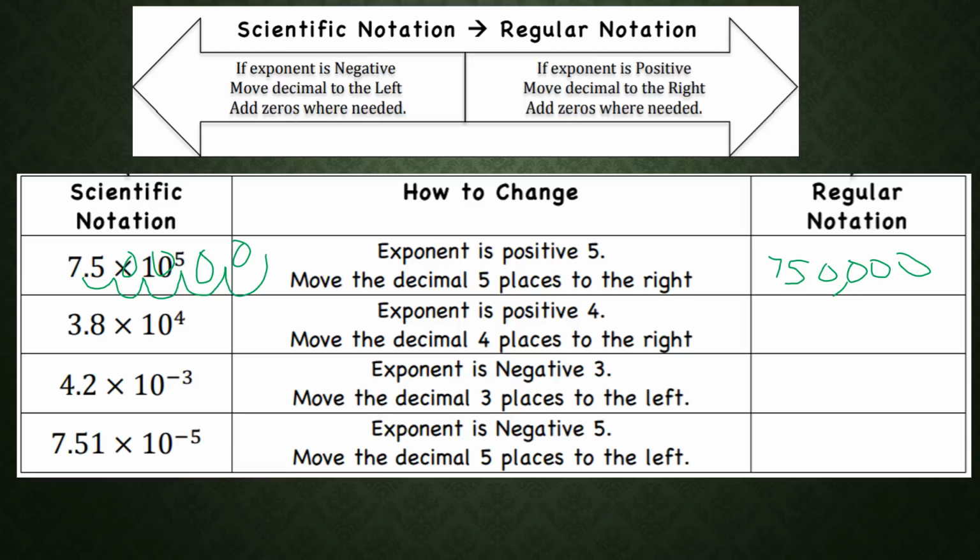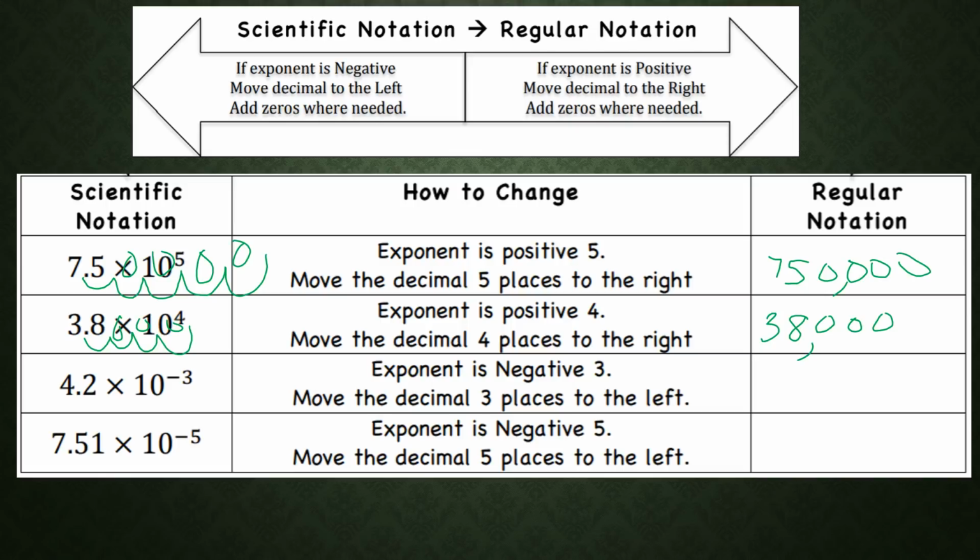3.8 times 10 to the 4th. The 4 is positive, so we're going to move that decimal point 4 places to the right. 1, 2, 3, 4. And then we're going to put in zeros. Now, obviously, if you guys want to write this off to the side, make it a little bit neater, go right ahead. So I'm going to write the 38 and then the 3 zeros. So in regular notation, that would be 38,000.